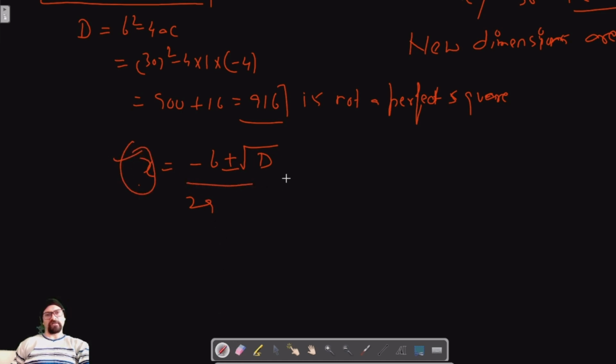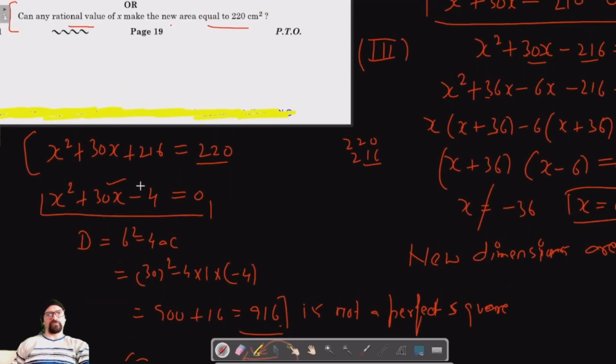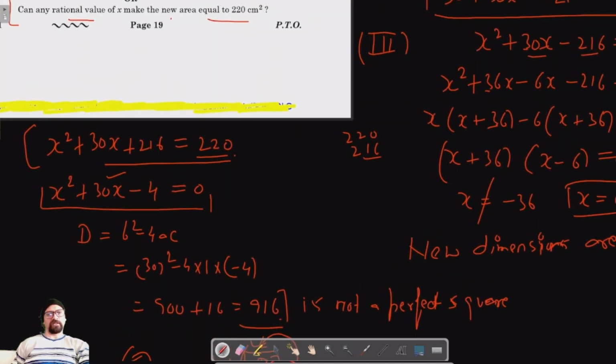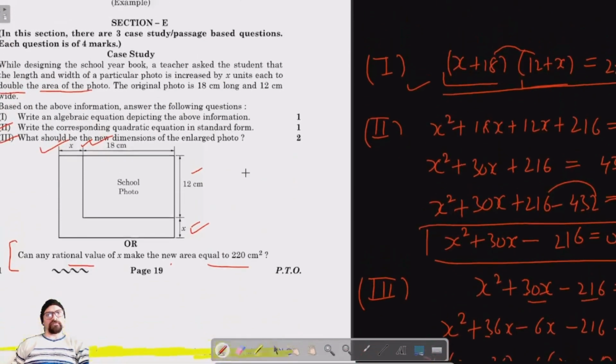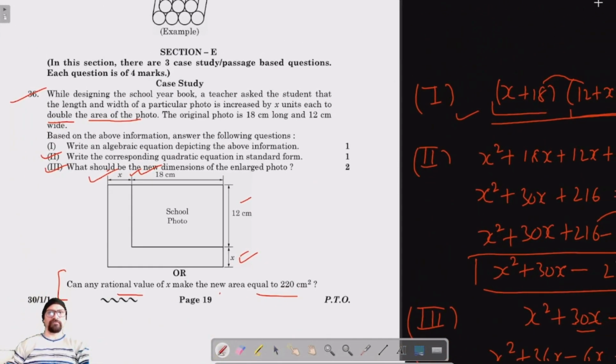So x cannot be rational unless this D is a perfect square, because only then will we get it out of the square root. So 916 is not a perfect square, so that means we cannot have any value of x for which our area is equal to 220 centimeter square. So this is the first case study. Let's move on to the second one.